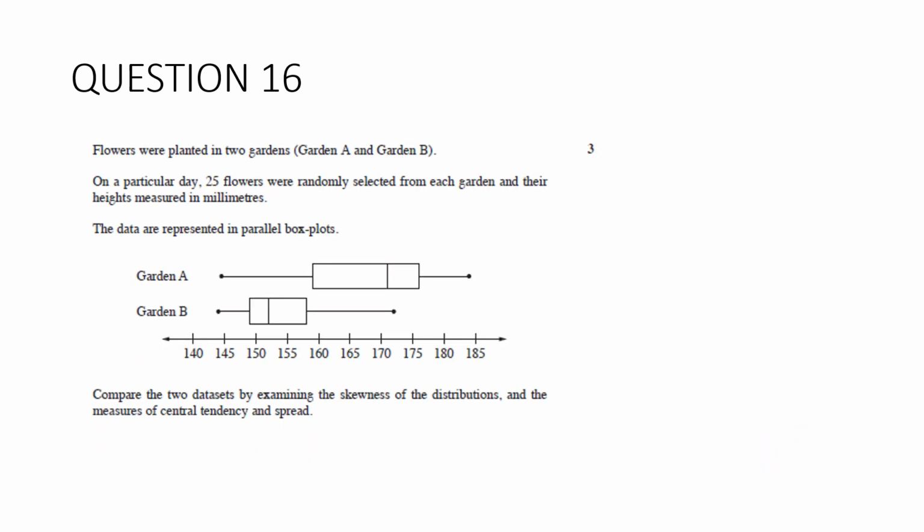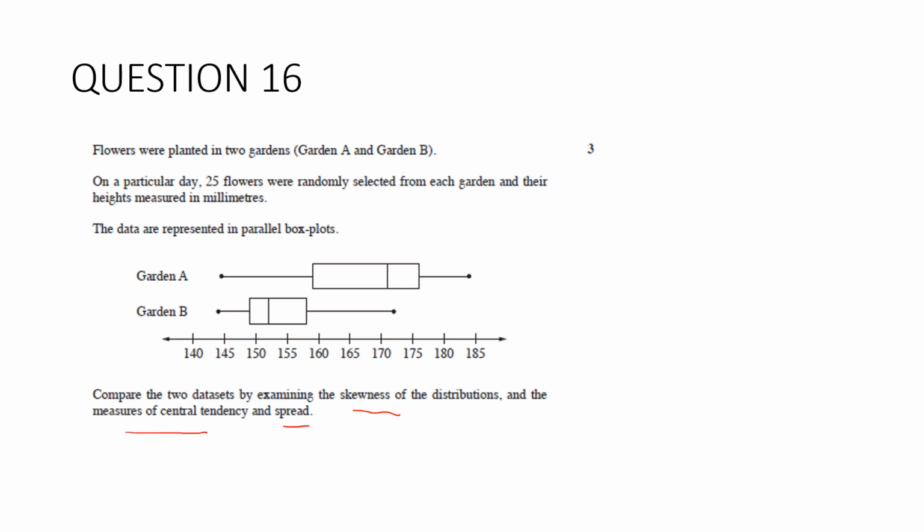Question 16. Flowers were planted in two gardens, Garden A and Garden B. On a particular day, 25 flowers were randomly selected from each garden and their heights measured in millimetres. The data are represented in parallel box plots. Compare the two data sets by examining the skewness of the distributions, the measures of central tendency, and the spread.